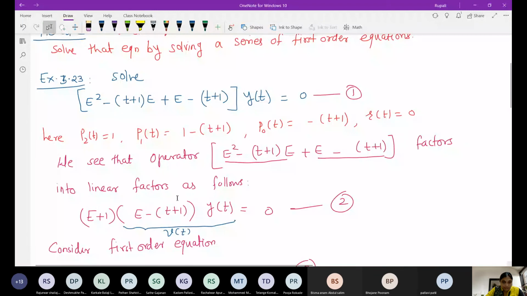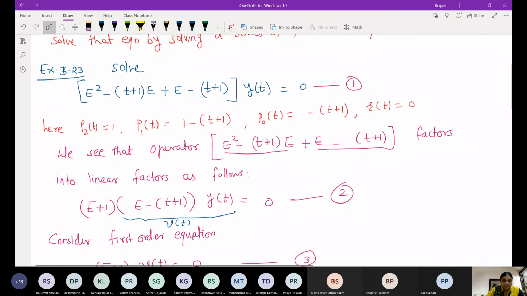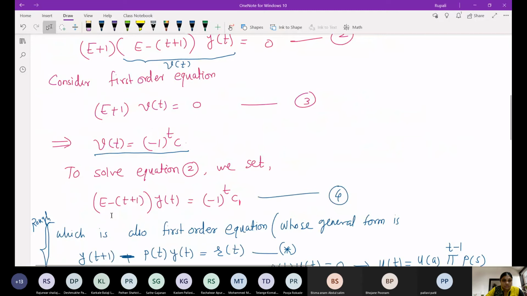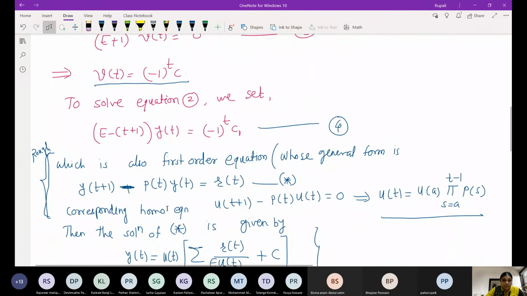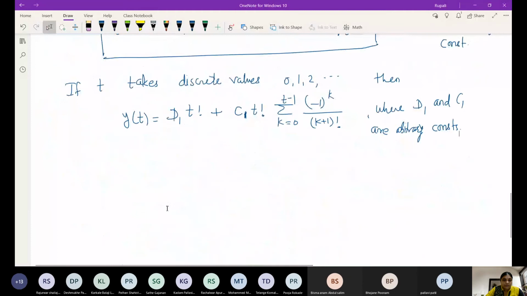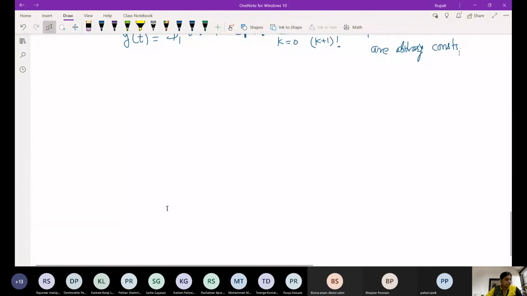So first you write this form, this operator into Y of t as V of t, then just solve E plus 1 times V of t, and solve the non-homogeneous equation in terms of Y of t. Okay. So let me check whether you understood this method.